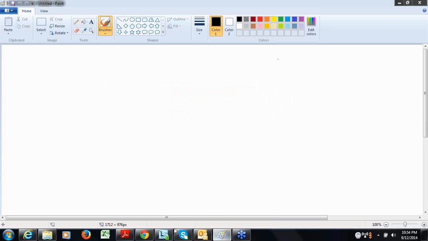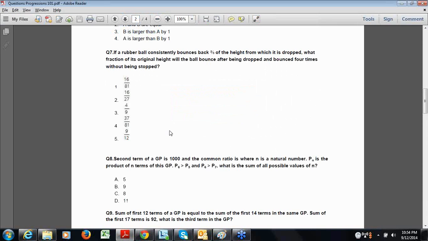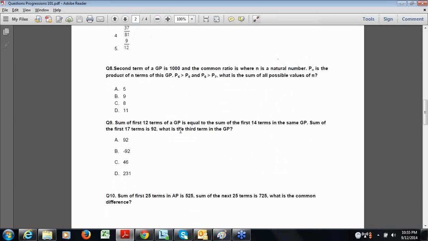So let me go to the next question. Question number 8. The second term of a GP is 1000 and the common ratio is R, where n is 1 by R. Here 1 by R is missing. It is a natural number. Pn is the product of n terms of a GP, where P6 is greater than P5 and P6 is greater than P7. So what is the sum of all possible values of n, it is asking.